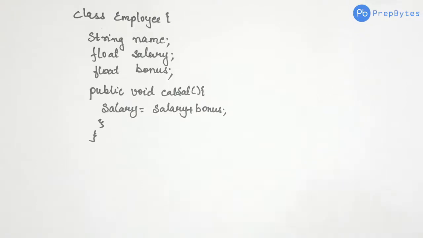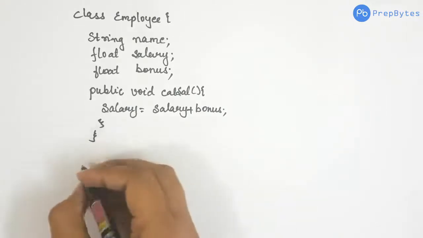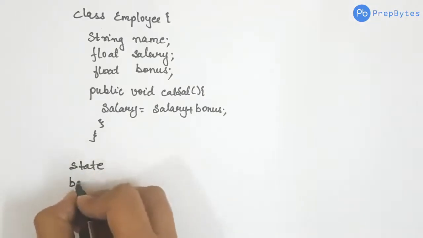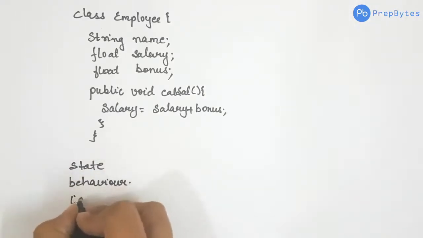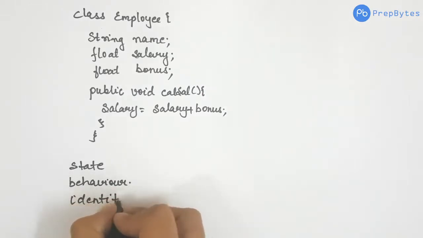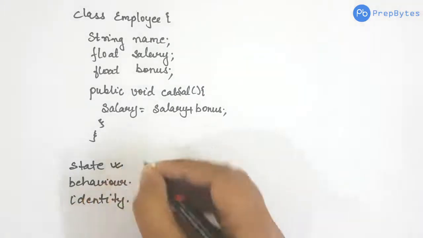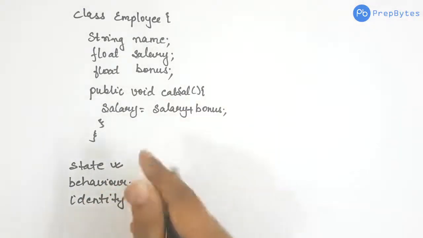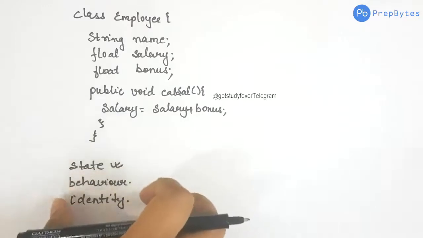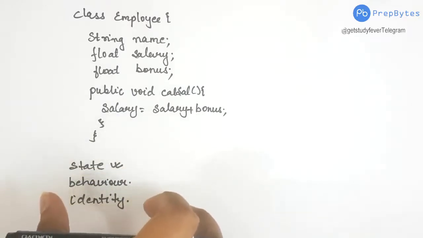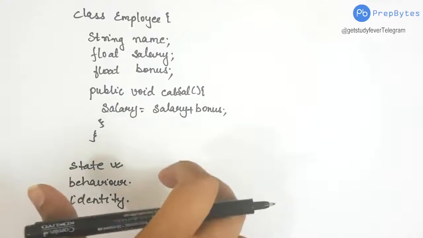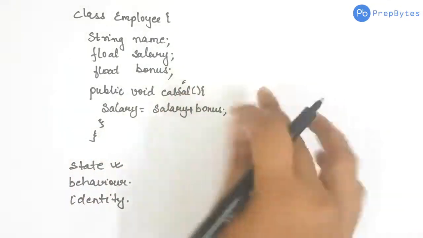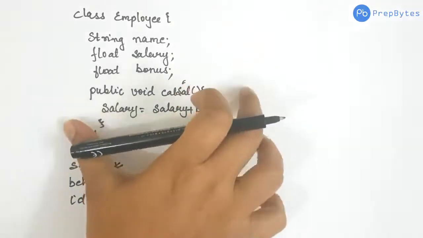The object basically has three characteristics. The object has a state, the object has behavior, and the object has identity. Before I talk about the state of the object, I'll discuss the behavior. The behavior is what you can do with the objects, or what the methods are. So in this class, calSalary is the behavior, the method that we have.